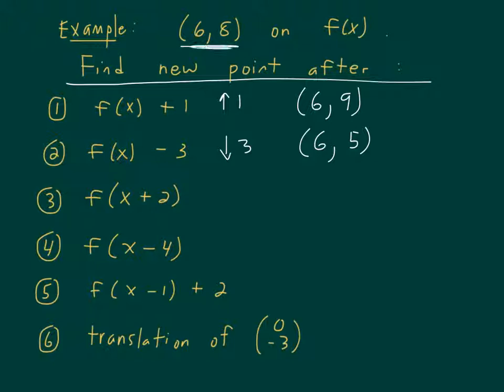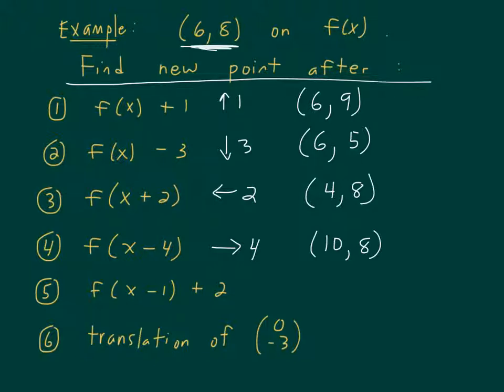Alright, this original point. So f of x plus 2, this would indicate that we're going 2 to the left. So that means I need to subtract 2 to the x value. That would give me 4 for my new x value. And this time y stays the same. My next one, you see that x minus 4 on the inside. That means you'd be shifting 4 units to the right. So I would have to add 4 to the x value. That would give me a new x value of 10. And my y value stays the same.